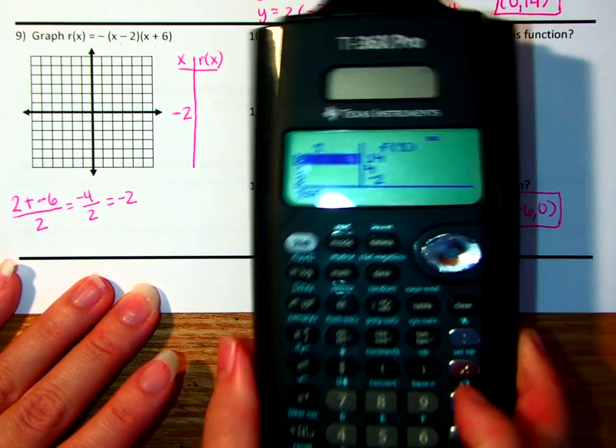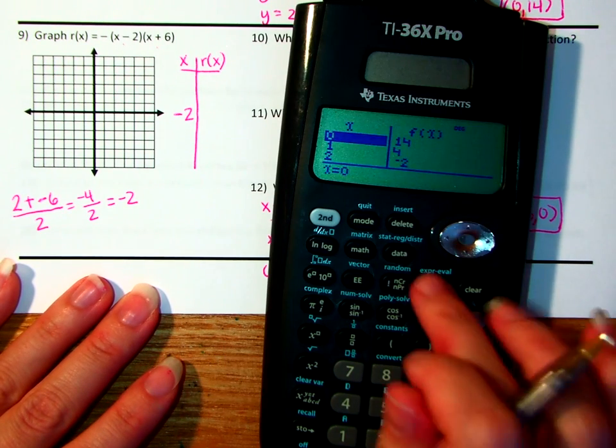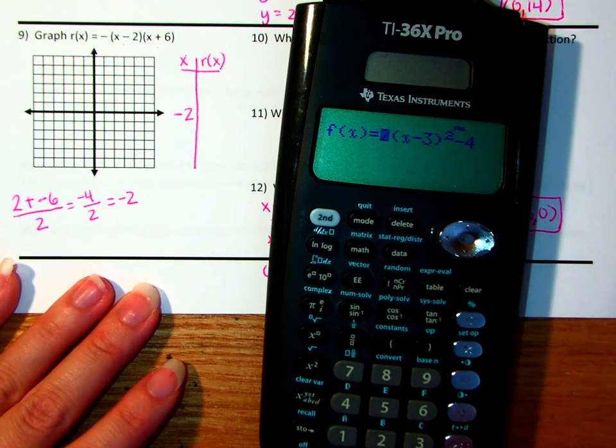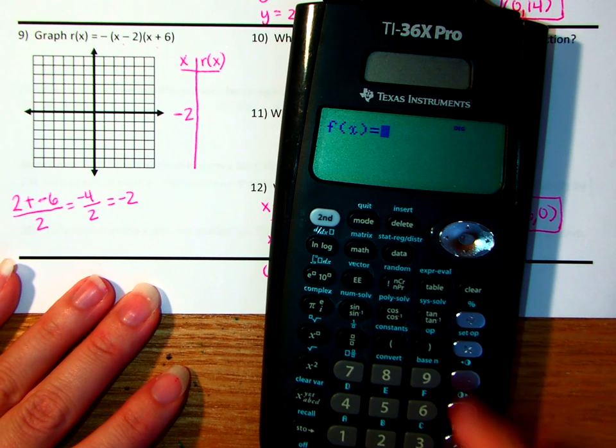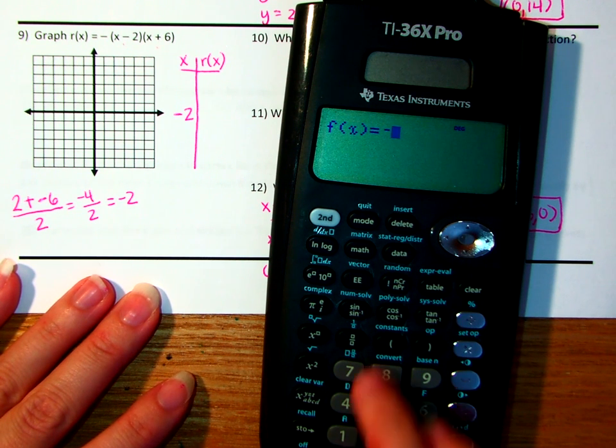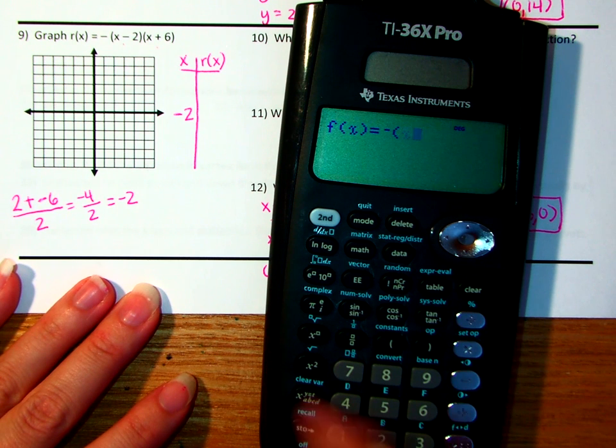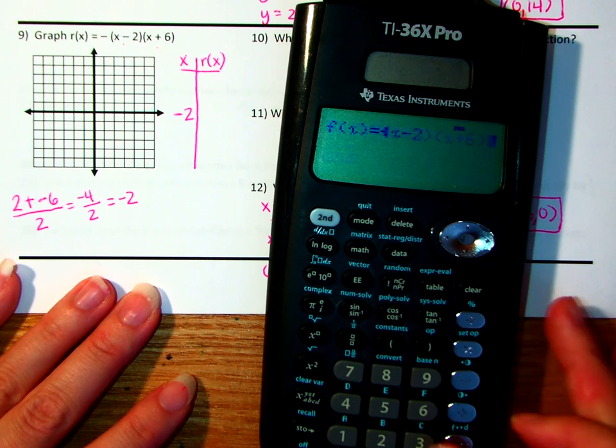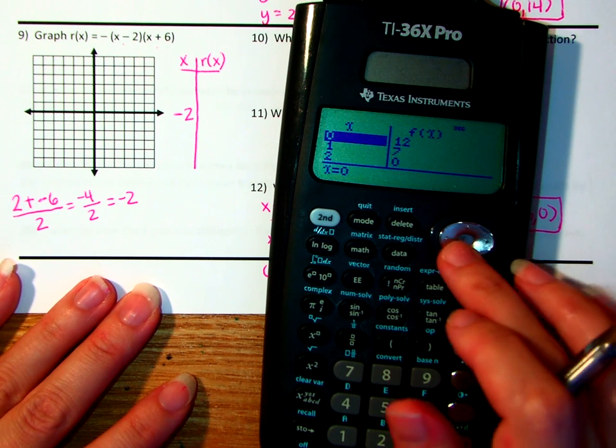Just in case you're not sure, you can always go back to your table and verify, and I'll show you how to verify here. So we're going to clear out the function, and after we go to table, we put in a negative, don't forget the negatives in the parentheses, x minus 2, close your parenthesis, another parenthesis, x plus 6. And push enter a whole bunch of times, and let's go to where we have negative 2.